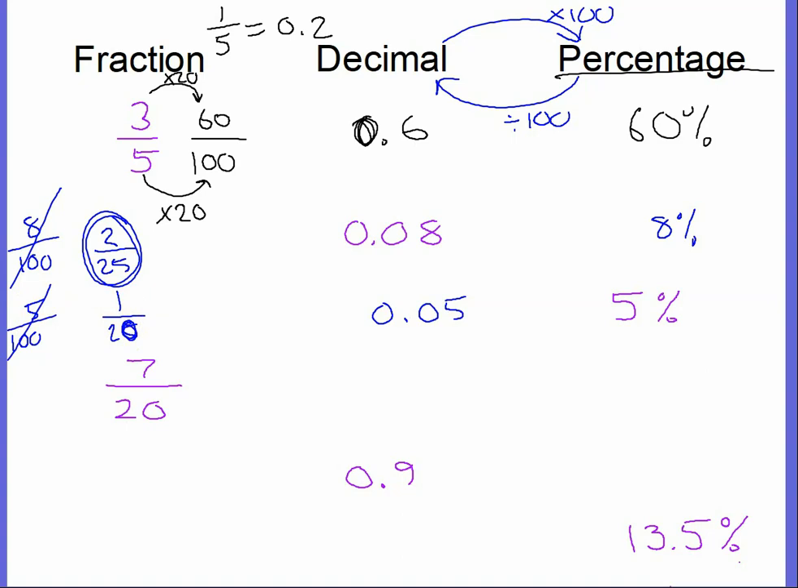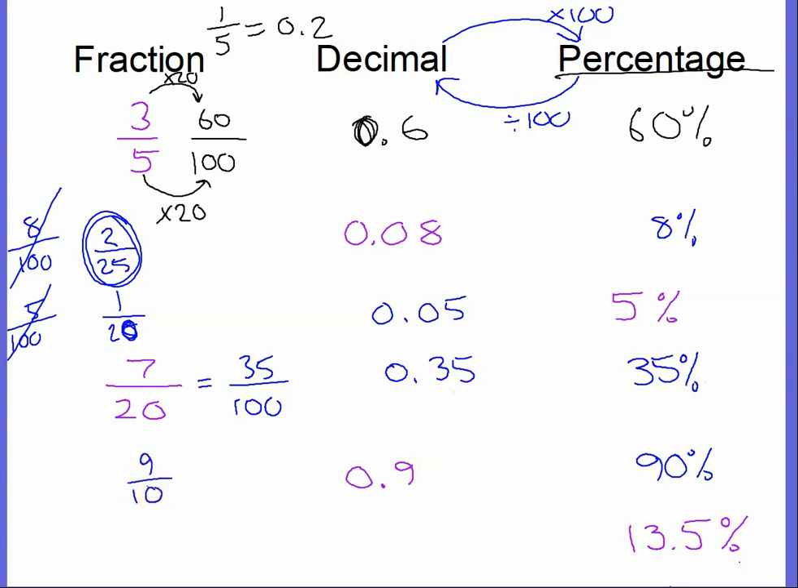Right, 7 over 20. Well, let's see if we can make this over 100. Times it by 5, we get 35 per 100. So that's 35%, which is 0.35. Okay, 0.9. So times by 100, times by 10, we get 9. So another 10, 90%. And some of you may know that that is 9 over 10. If you didn't, you'd have 90 per 100 and divide both of them by 10.